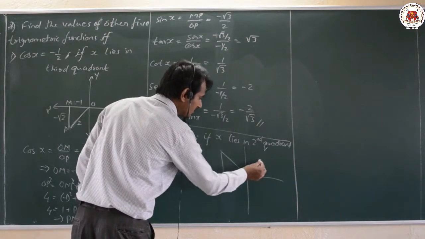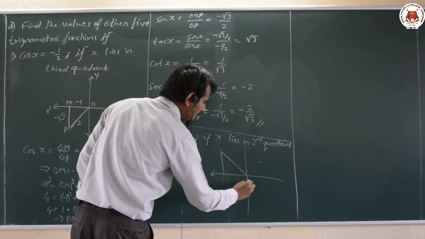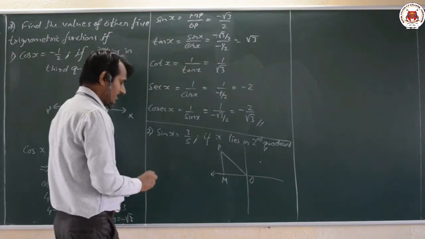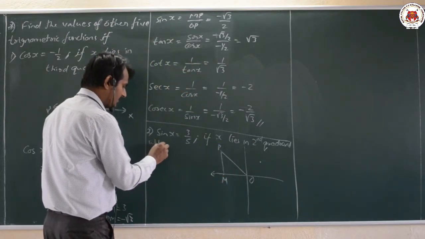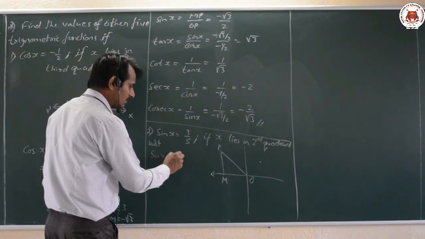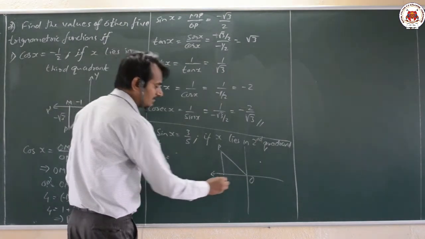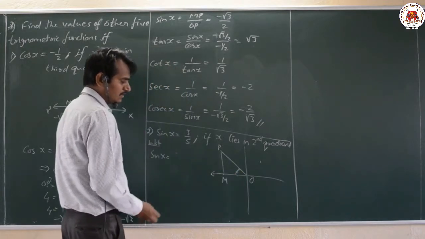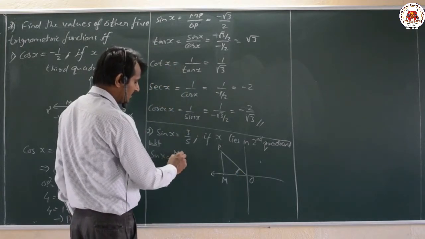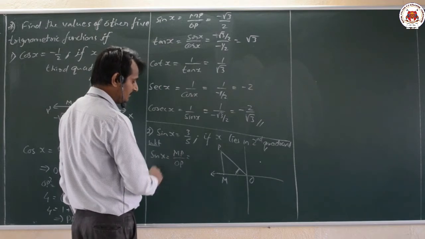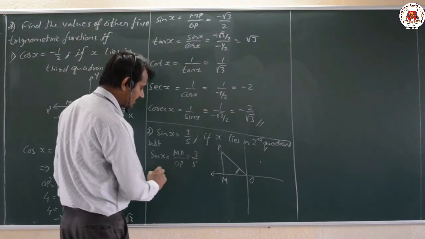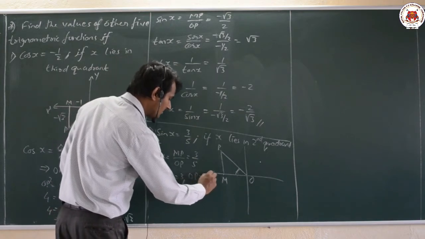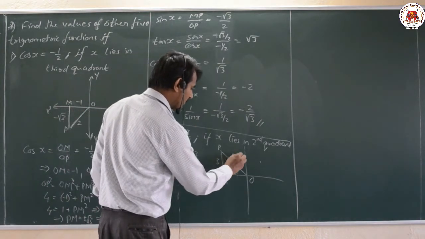It is our first, second, third, fourth quadrant. Let us take this as O, here let us take P and it is M. OP is always positive. Sin x is opposite divided by hypotenuse. If this is an angle theta here, the opposite is MP, or PM, divided by OP, that is the hypotenuse. MP is 3 by 5, as he has provided. That implies MP is equal to 3 and OP is equal to 5.